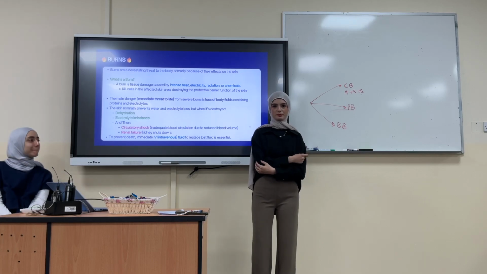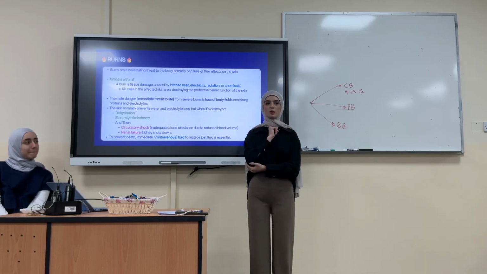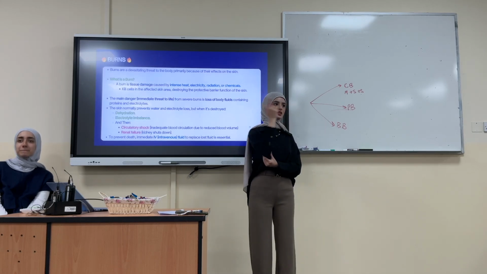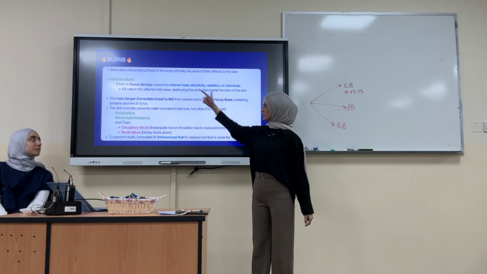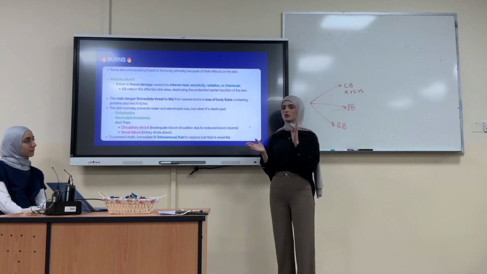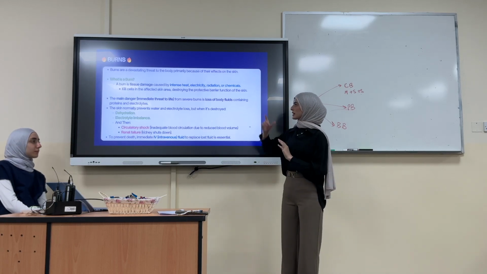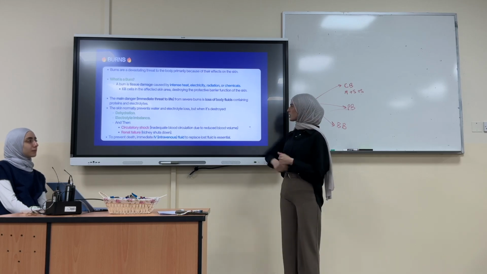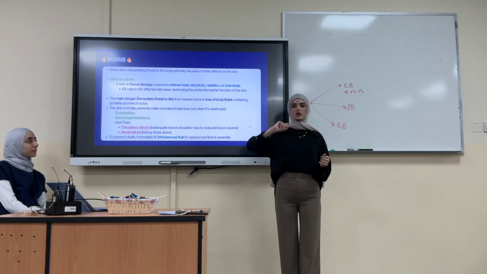What's a burn? Tissue damage. Caused by what? Heat. Chemicals. High electricity. So tissue damage caused by intense heat can be chemical, radiation, or electricity. What happens is they kill the cells in the affected area. What will that do? That will destroy the protective barrier function of the skin.